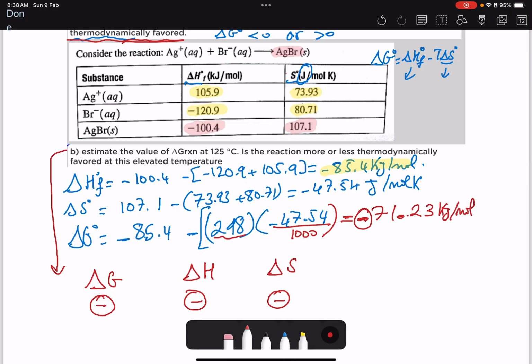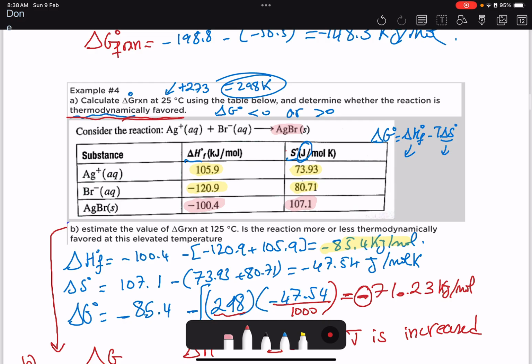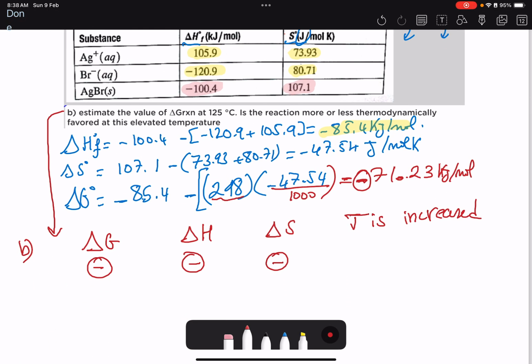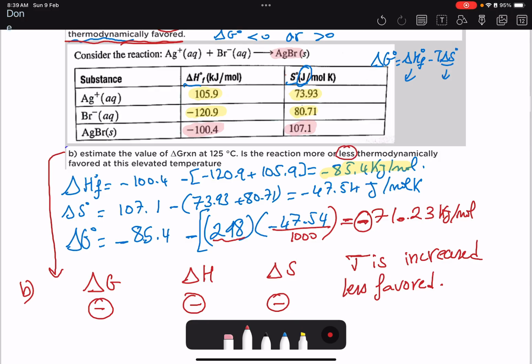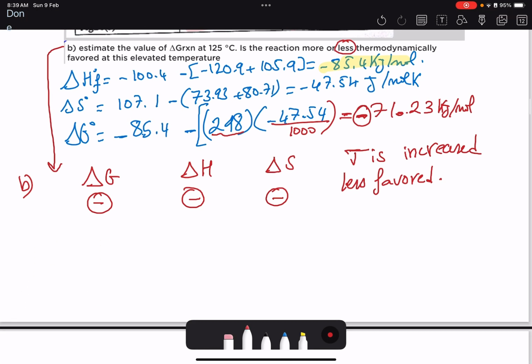So the next question is saying, estimate the value of delta G reaction at 125 degrees Celsius. They increased the temperature. T is increased. We were doing our calculations at 25 degrees Celsius. If temperature is increased, the reaction is going to become less favored. But if the temperature was decreased, the value of delta G is going to become more and more negative. So it's going to become more and more thermodynamically favored. So simply, the answer to this question, it's going to become less thermodynamically favored. Since delta H and delta S are both negative, this reaction becomes more and more favored whenever we lower the temperature more and more.